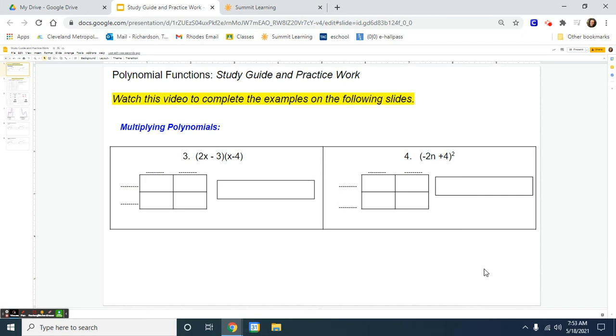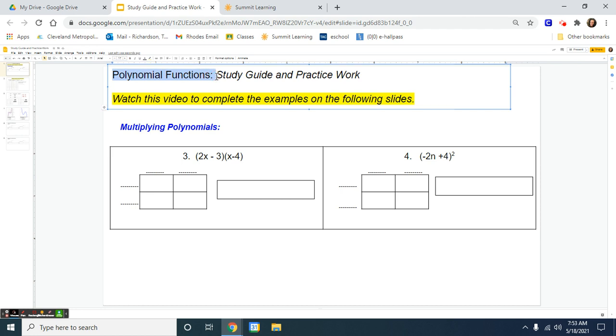Hi everyone, this is the first video for the PFA called Polynomial Functions. And this first part of the PFA is going to be about multiplying polynomials.